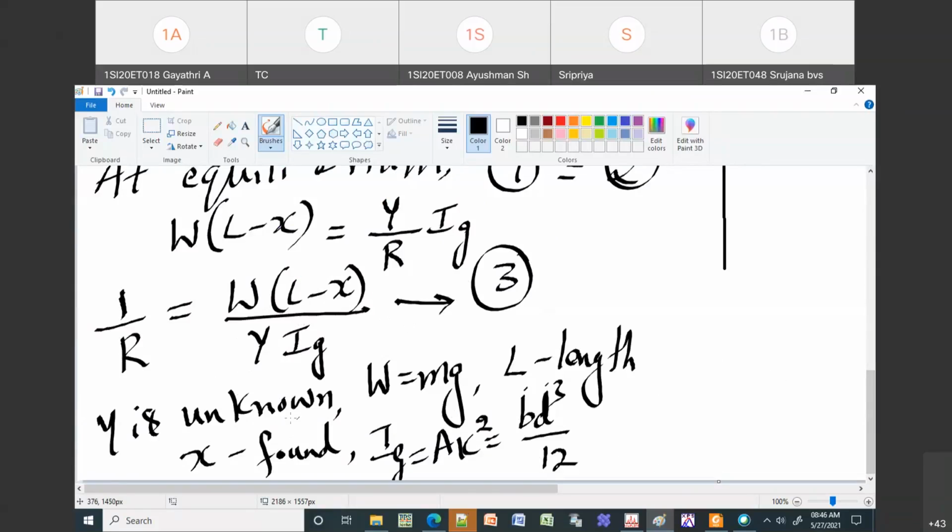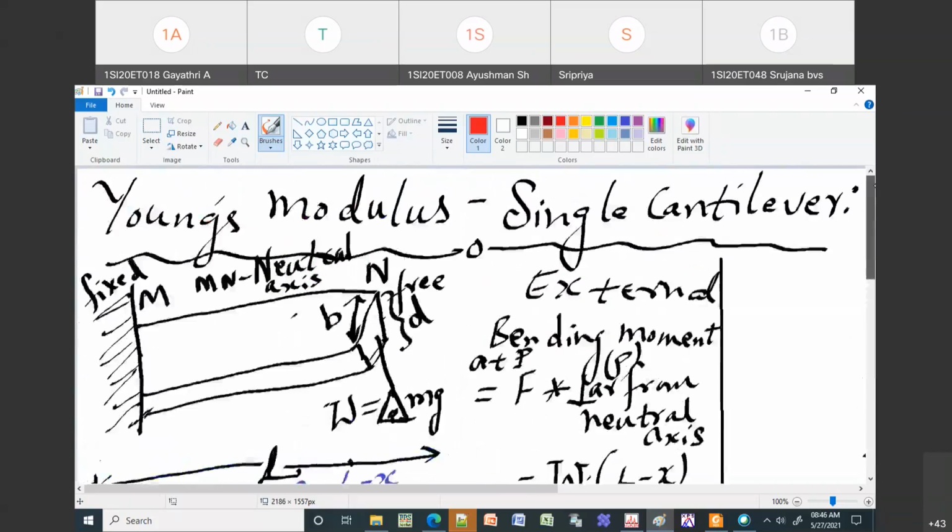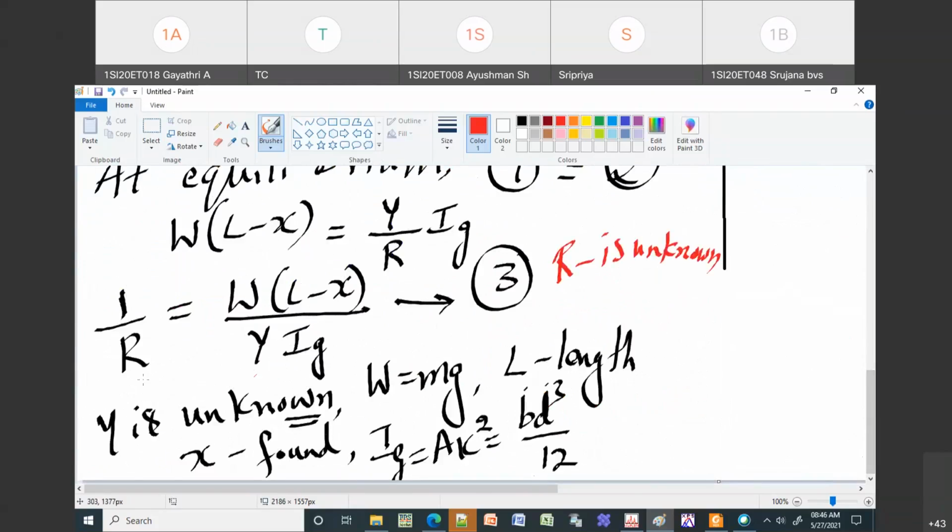Only Y is unknown, and at the same time R is also unknown. What is my aim? My aim is to find the Young's modulus of your beam. Y is what I want to find. I know everything on the right hand side except 1 by R on the left hand side. If I know this R, then I can find the Young's modulus of this material.